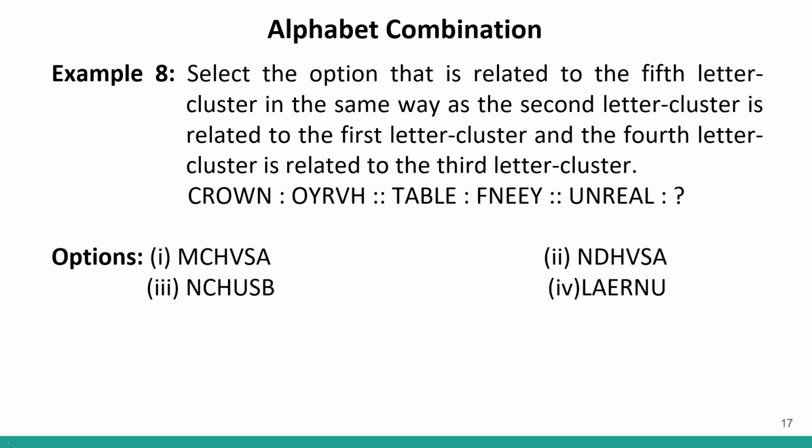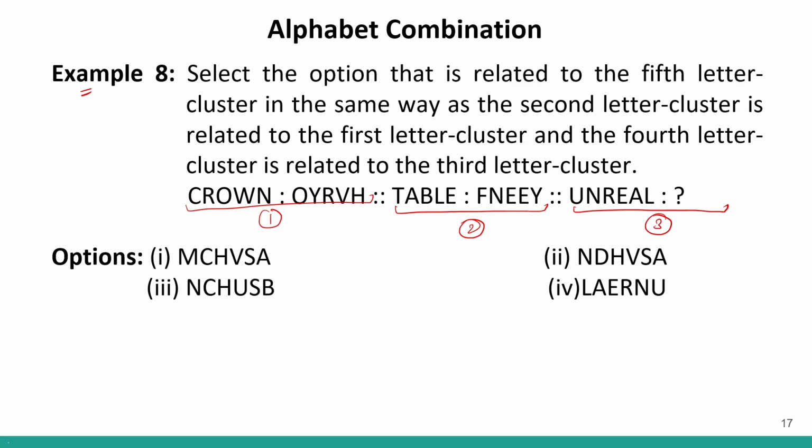Question number 8. Again a question on analogy. So what we will do? First we will find the relationship in the first pair. Then we will use the same relationship in the second pair. We will confirm. And then we will find the missing element in the third pair. This is how we solve the question. First pair, second pair, third pair. So let us find the relationship between crown and this word.